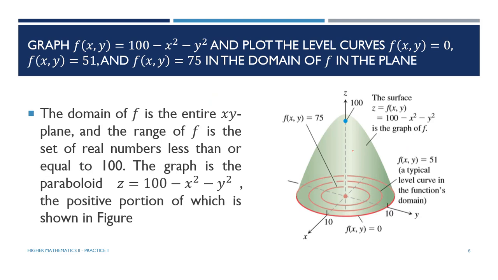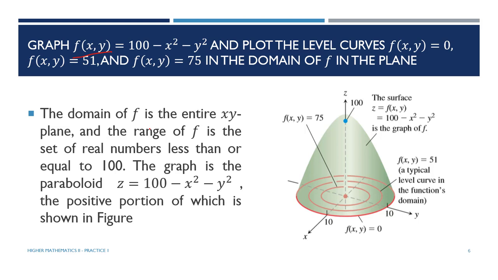Now next exercise says graph f of xy. This is given function 100 minus x squared minus y squared, and plot the level curves. F of xy equals to 0, f of xy equals to 51, and f of xy equals to 75 in the domain of f in the plane. So the first question, we have to graph this function. Graph. The domain of f is the entire xy plane, and the range of f is the set of real numbers less than or equal to 100.